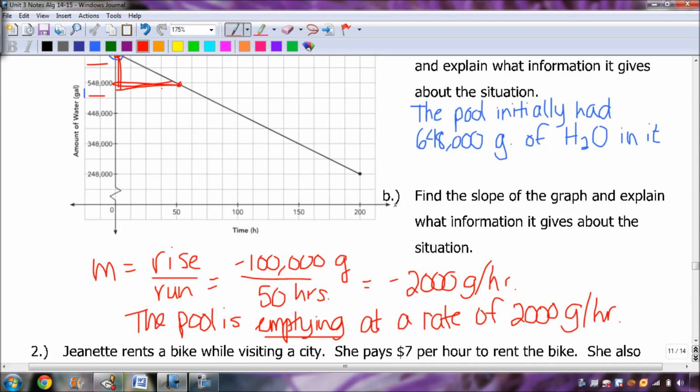Now, I know it doesn't ask for the equation of the line, but I'm going to write it down anyway so you can understand what this is saying. So the equation of the line would end up being y equals -2,000x plus 648,000. Okay, and you should be able to look at an equation and be able to understand that information from the equation, that the initial amount of water in the pool was 648,000 and that it's draining at a rate of -2,000 gallons per hour.